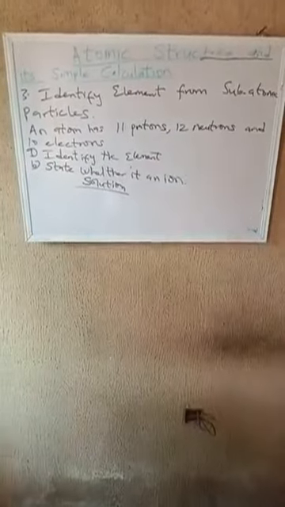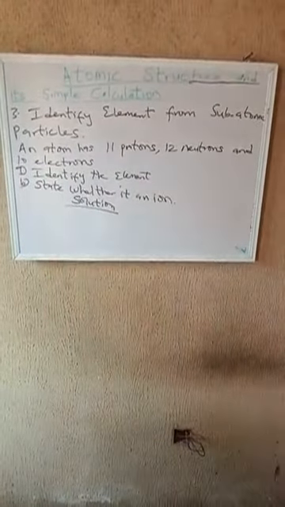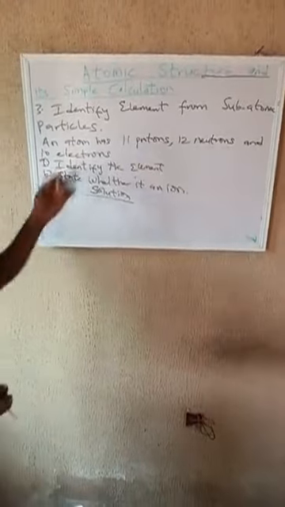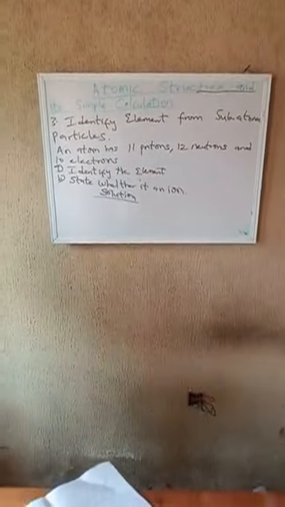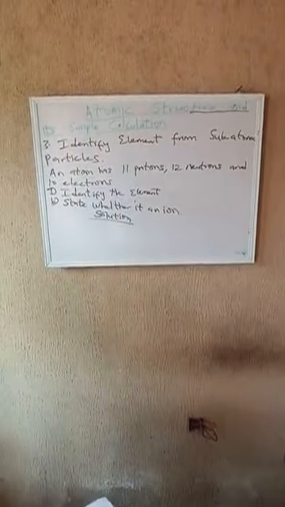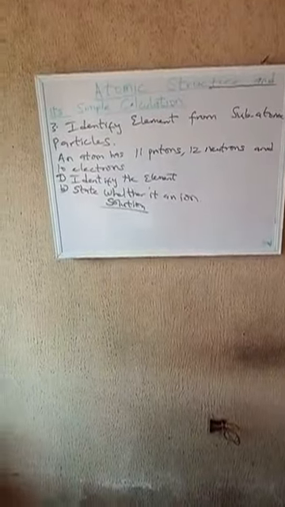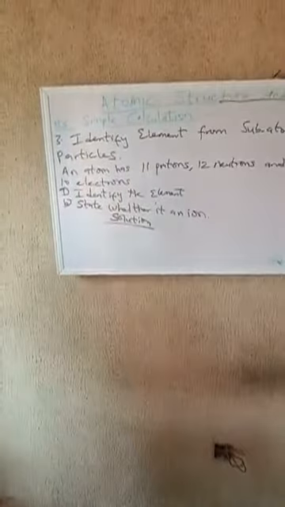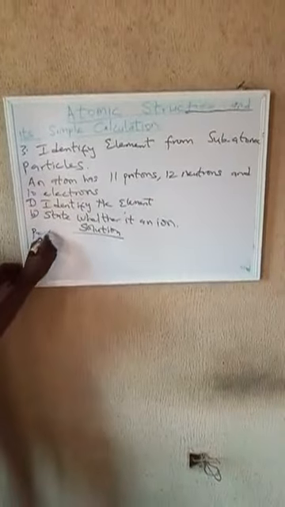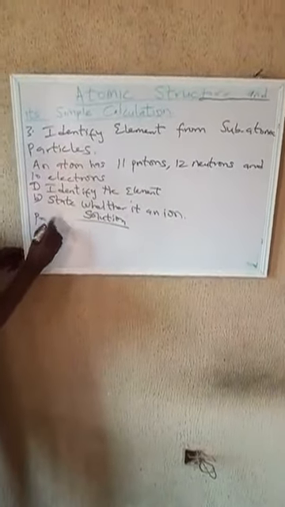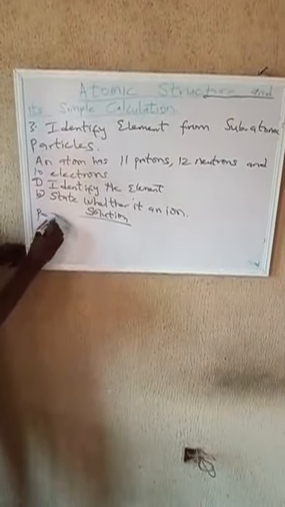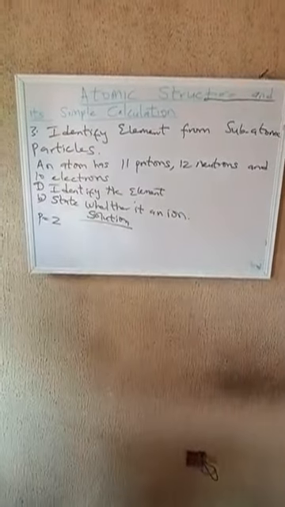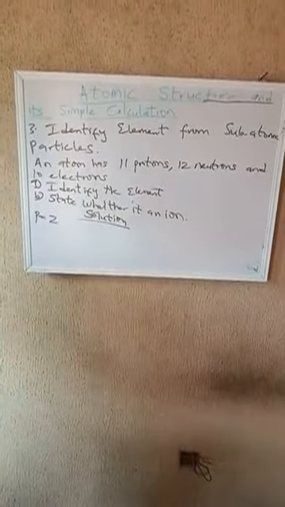So let's identify the element from subatomic particles. What are the subatomic particles? Proton, neutron, and what? And electron. So how can you identify this element from these subatomic particles? You can only do that from the proton. The proton is equal to the atomic number.